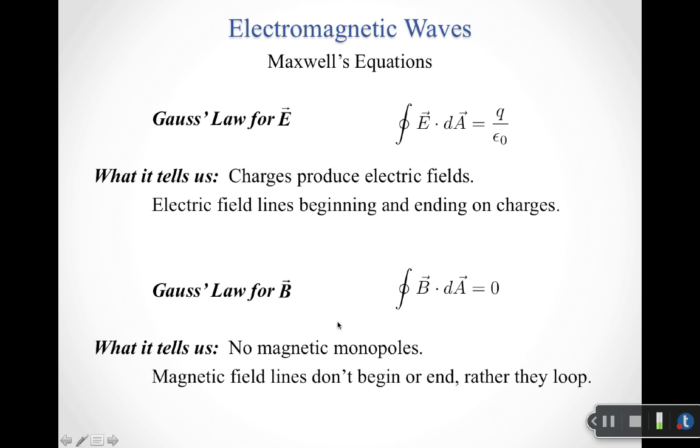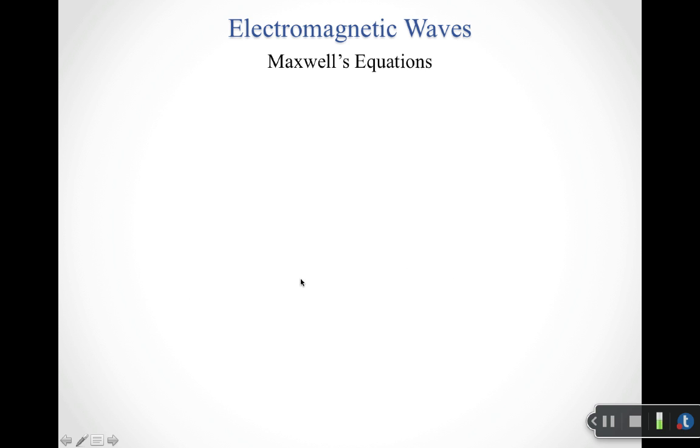Gauss's law for electric fields says you can separate positive charge from negative charge. Gauss's law for magnetic fields says you can never separate north poles from south poles. Take your magnet and cut it up into smaller and smaller pieces, it doesn't matter. You still always have both a north and a south pole, which means that magnetic field lines don't begin or end, instead they loop. So these are our Gauss's law versions for both the electric and magnetic field.